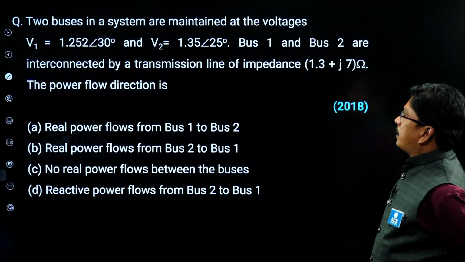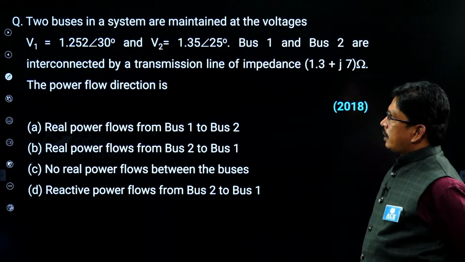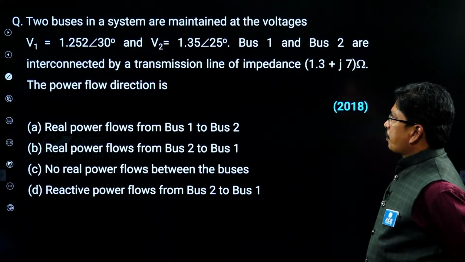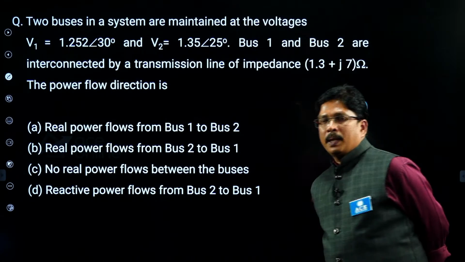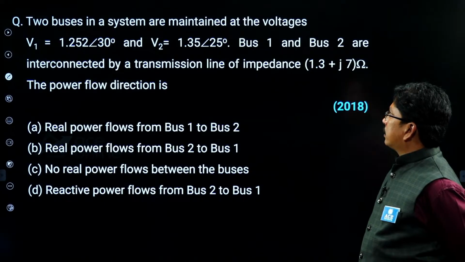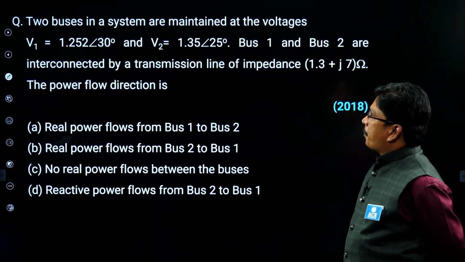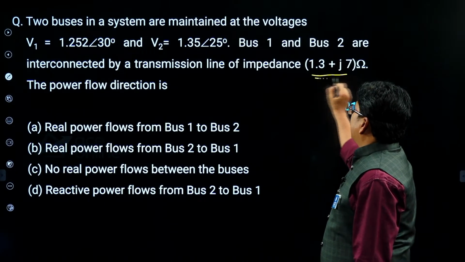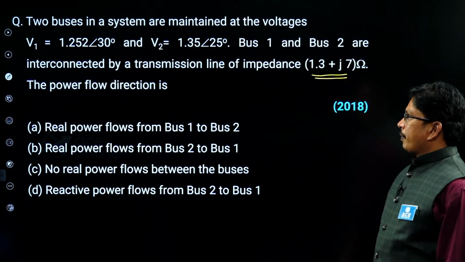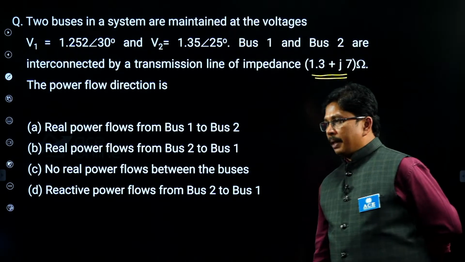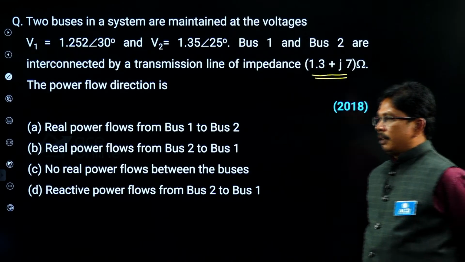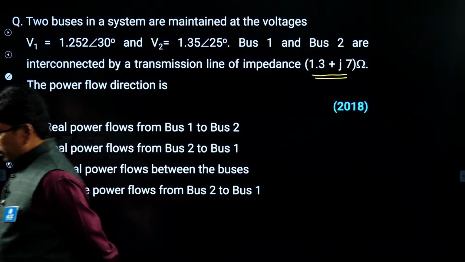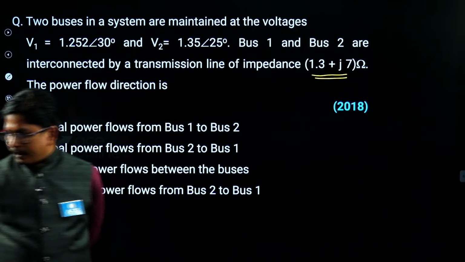Two buses in a system are maintained at the voltages V1 is 1.25 at an angle of 30 degrees and V2 is equivalent to 1.35 at an angle of 25 degrees. Bus 1 and bus 2 are interconnected by a transmission line of impedance 1.3 plus j5 ohms. The power flow direction will be, can you tell me the answer, students? What is the power flow direction?